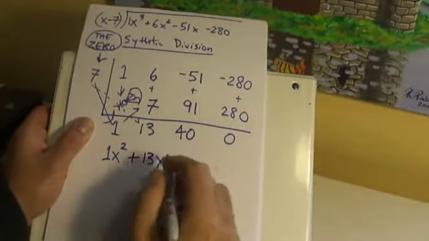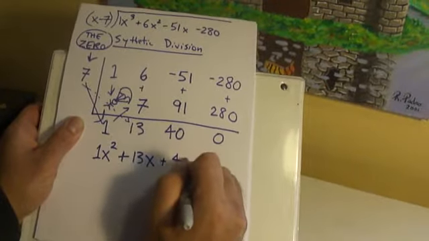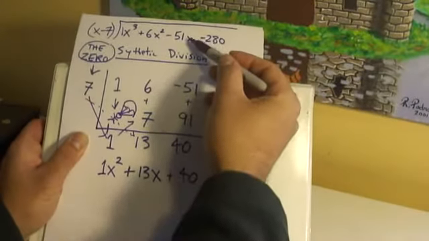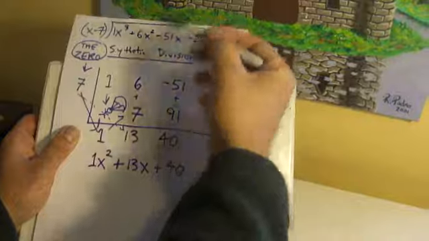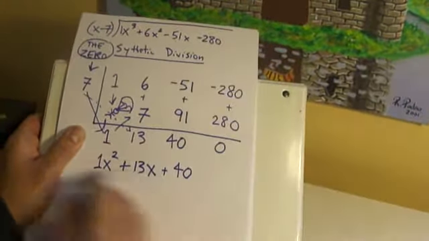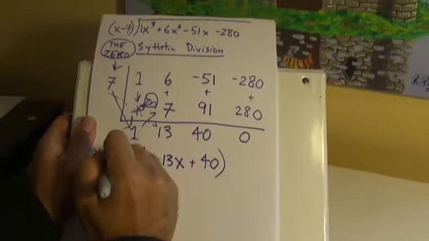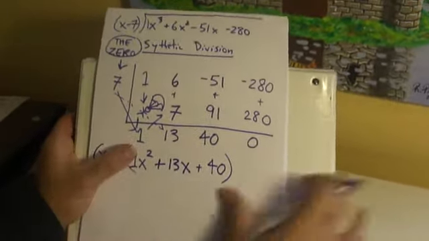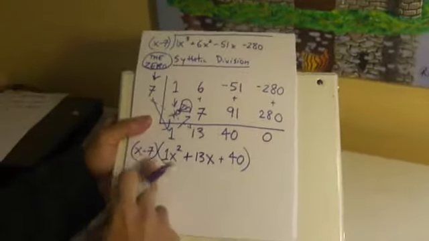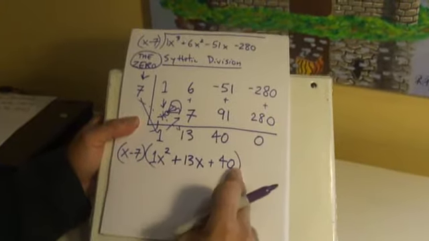And now we bring down the 40, and that's a positive 40, so we say plus 40. And that was an x degree term, so what's the 1 degree down? It would be a constant. So there we go. We just factored that big mean-looking polynomial into x minus 7 times this trinomial here.